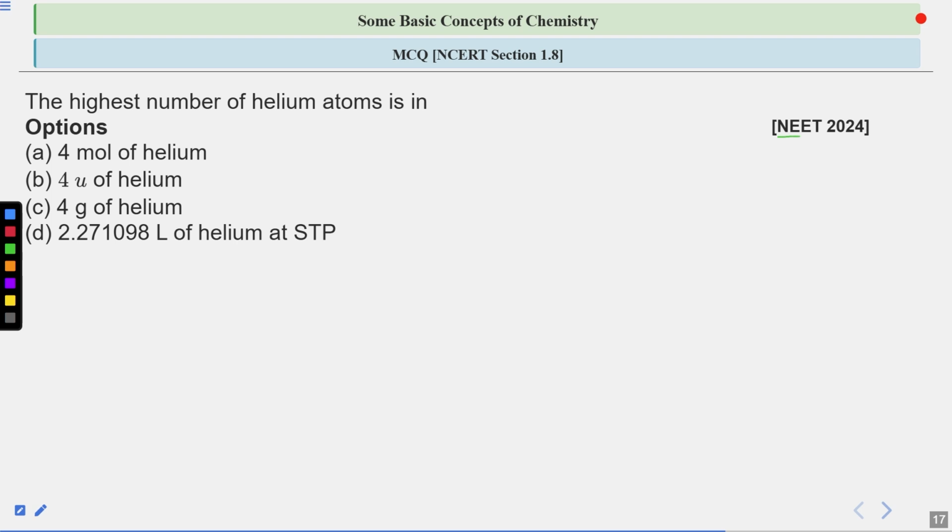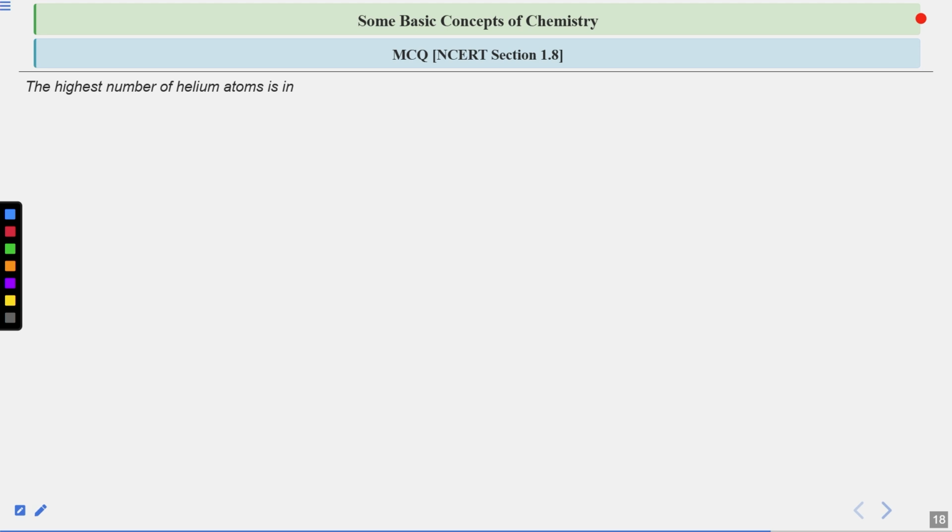This was again asked in the NEET 2024. You have to calculate the highest number of helium atoms in the 4 options. So we have different options. Your time to solve this question starts now. Let us see what the correct answer is. The correct answer will be A, which is 4 mole of helium.